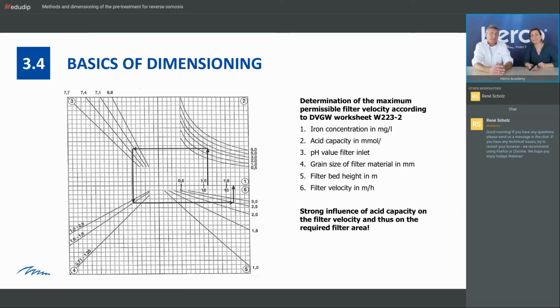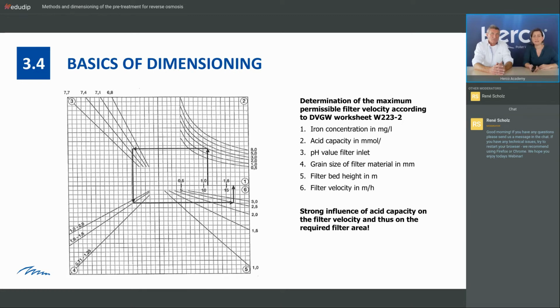Okay, so now we come to the dimensioning, the interesting part. There are a lot of different approaches really for dimensioning. There are different calculations, there are different models out on the market. We want to show you this one that we work with as well. This is from the German Organization for Technical Rules, DVGW. And they have a worksheet about iron and manganese filtration. And you see this approach here.